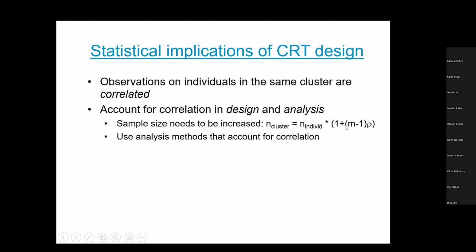The only other way that this thing can be as small as 1 is if the correlation, this rho, which characterizes the correlation between two individuals in the same cluster, is 0. If that correlation is 0, then effectively you can treat the data as independent and just do a typical analysis. But in all other cases, most commonly rho is greater than 0 and M is greater than 1. And so this whole term becomes greater than 1, meaning the number of individuals in the cluster randomized trial is bigger than the number of individuals in the corresponding individually randomized trial. So sample sizes are bigger. That's the take-home message here. And then also when you do the analysis, you have to use methods that do account for this correlation.